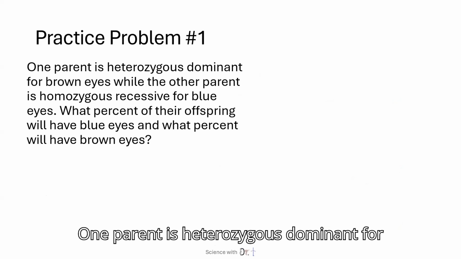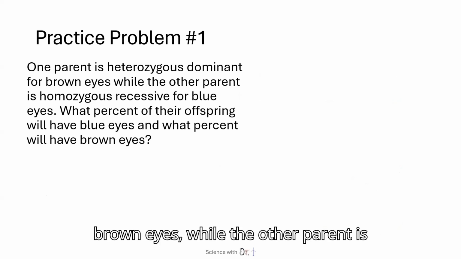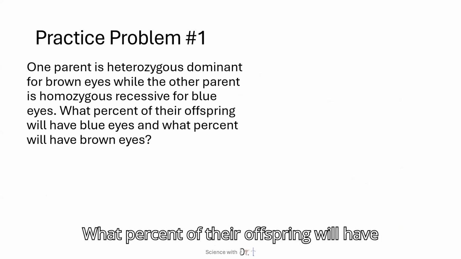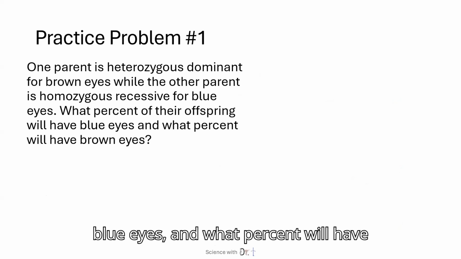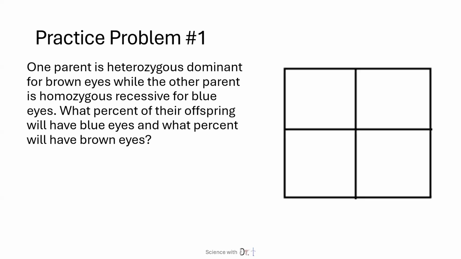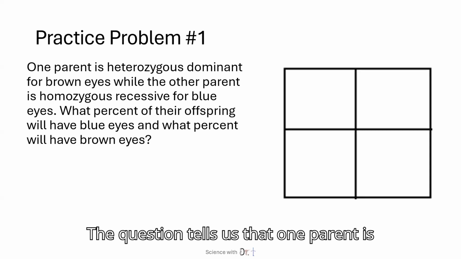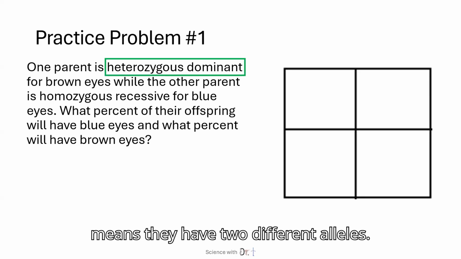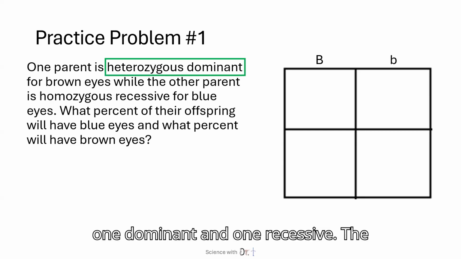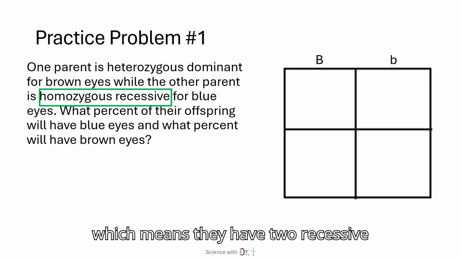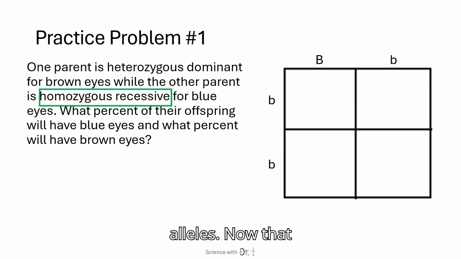One parent is heterozygous dominant for brown eyes, while the other parent is homozygous recessive for blue eyes. What percent of their offspring will have blue eyes, and what percent will have brown eyes? Okay, so let's put up our Punnett square. The question tells us that one parent is heterozygous dominant. So that means they have two different alleles, one dominant and one recessive. The other parent is homozygous recessive, which means they have two recessive alleles.